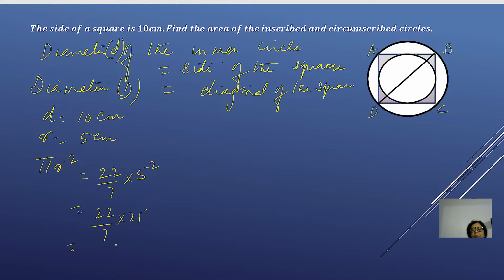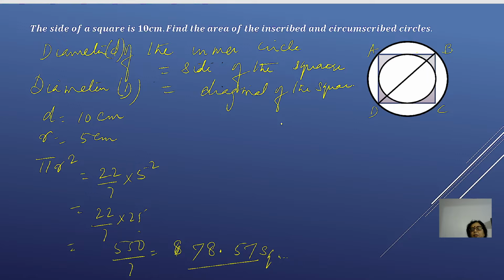Or this becomes 550 by 7. So this is equal to 7 8s 50, 7 7s 49, and carry over this becomes 49, and 6 60, 7 8s 56, 7 5s 35, and again we are left with 5, so 7 7s, approximately 2 places of decimal, square centimeters. Now the outer circle, for the outer circle we need to know the diagonal of the square.